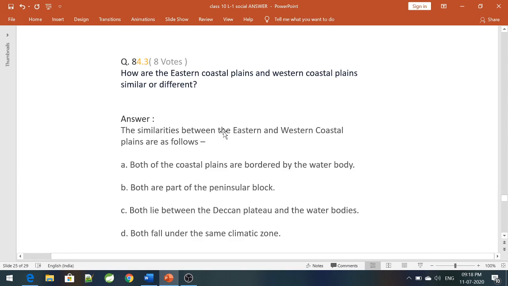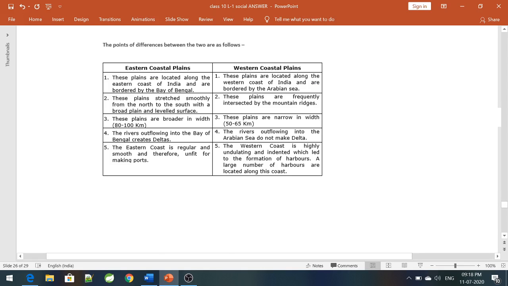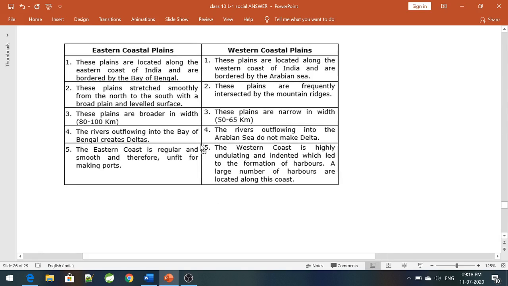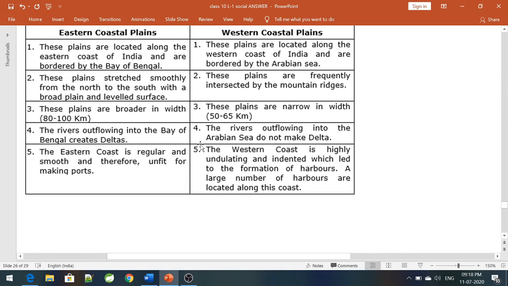Okay, first I will show you this. These are the similarities. They are both bordered by water bodies. They are part of the peninsular block, the Deccan Plateau, and water bodies, and both fall under the same climatic zone. And these are the differences between the western coastal plain and the eastern coastal plain.